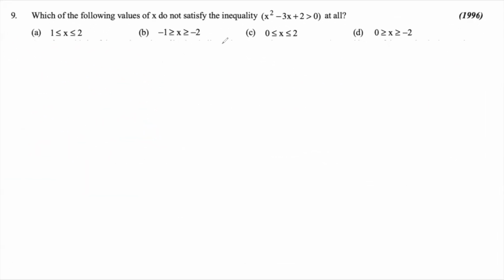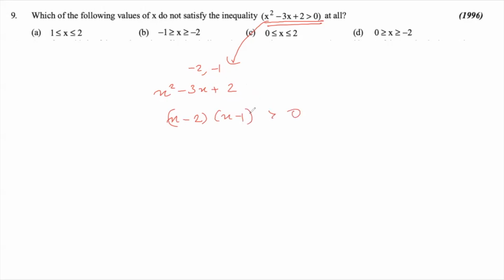So which of the following values of x do not satisfy the inequality x squared minus 3x plus 2 greater than 0? Okay. So the first step is we factorize this quadratic. x squared minus 3x plus 2 is greater than 0. Now, x squared minus 3x plus 2. We want two numbers whose sum is minus 3 and product is plus 2. They are minus 2 and minus 1, right? So this quadratic can be further split as (x minus 2) into (x minus 1).